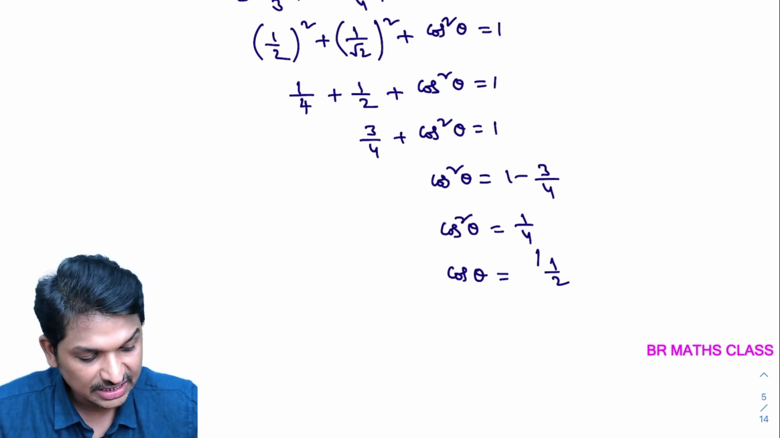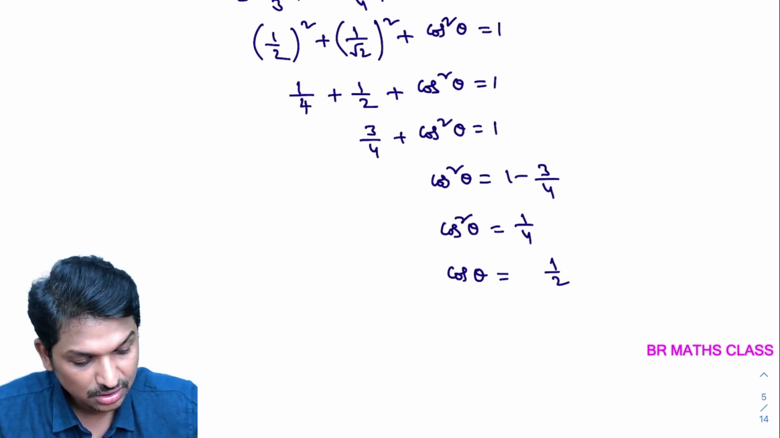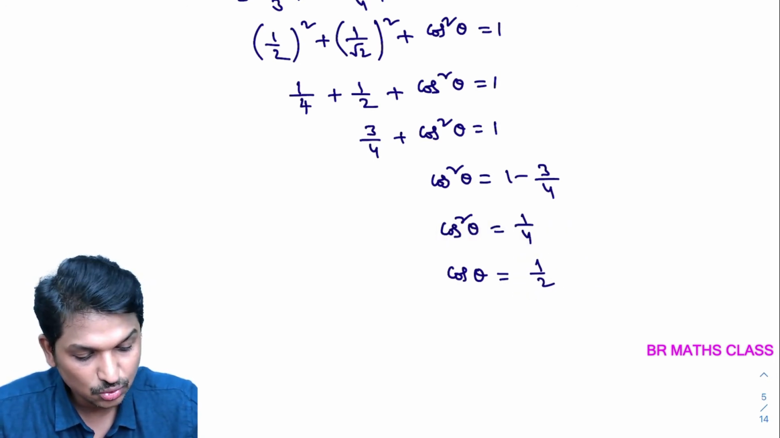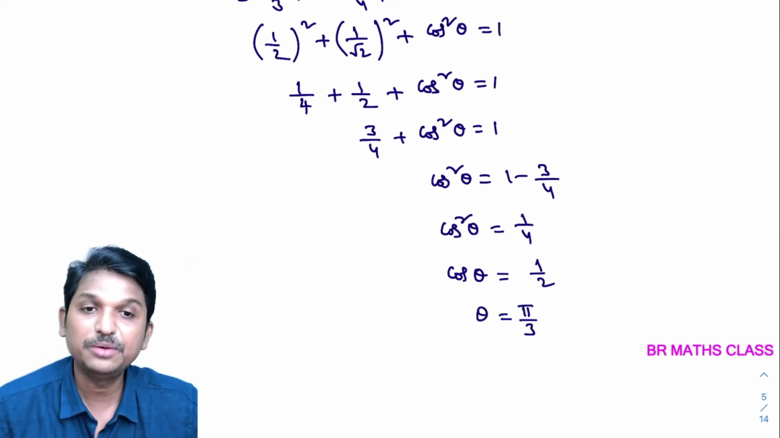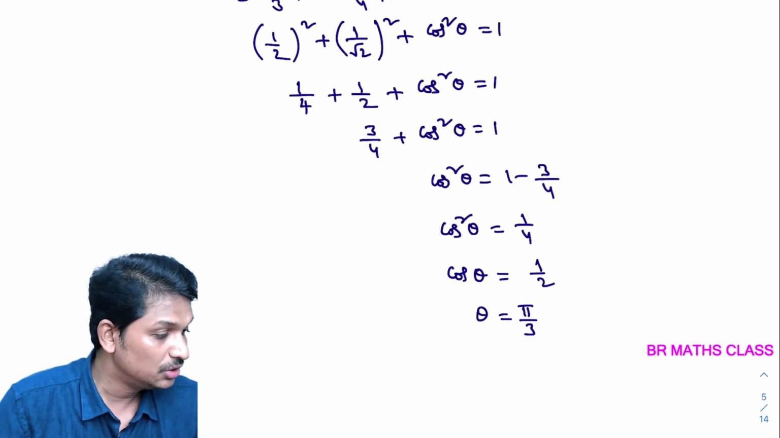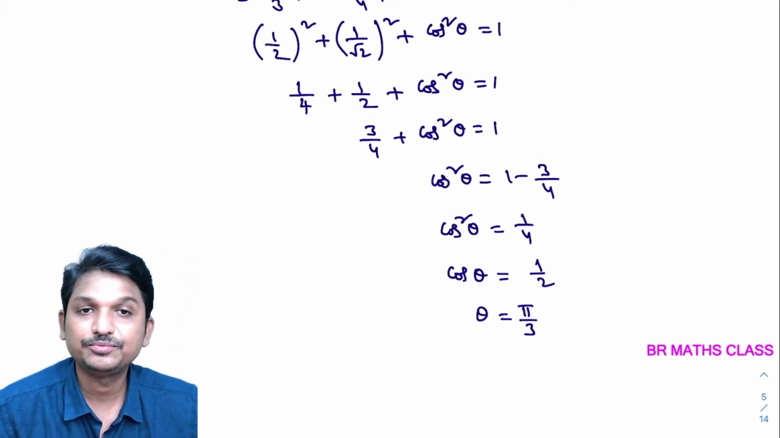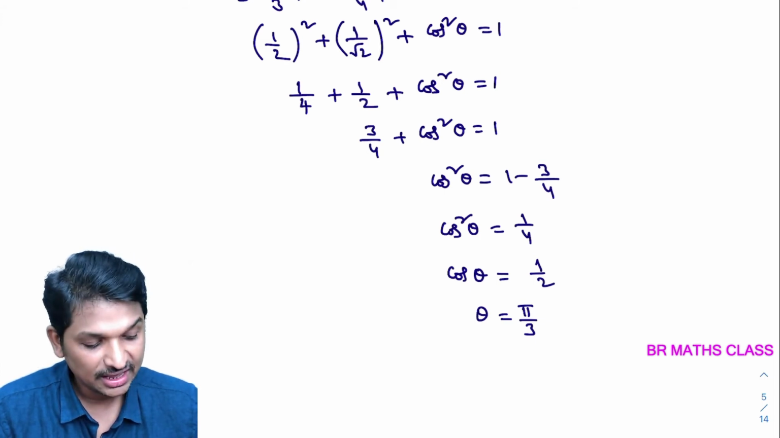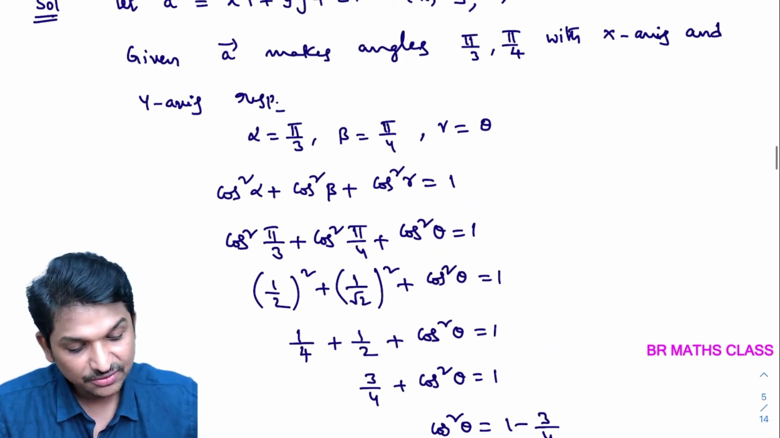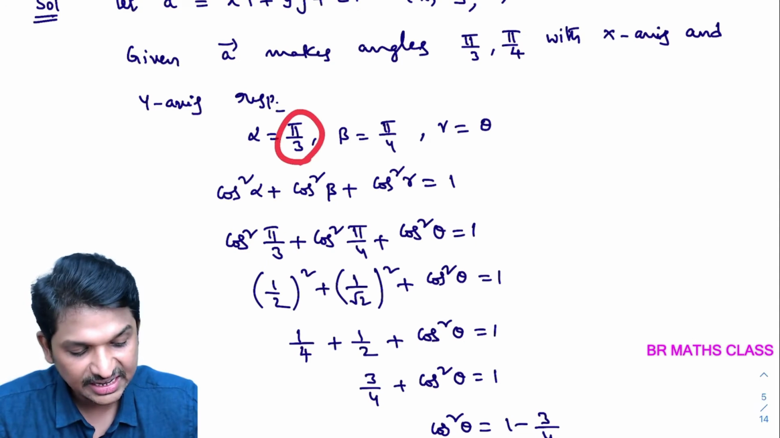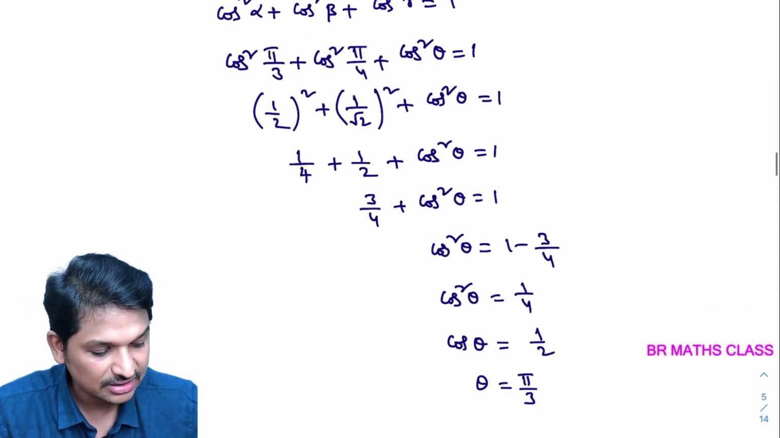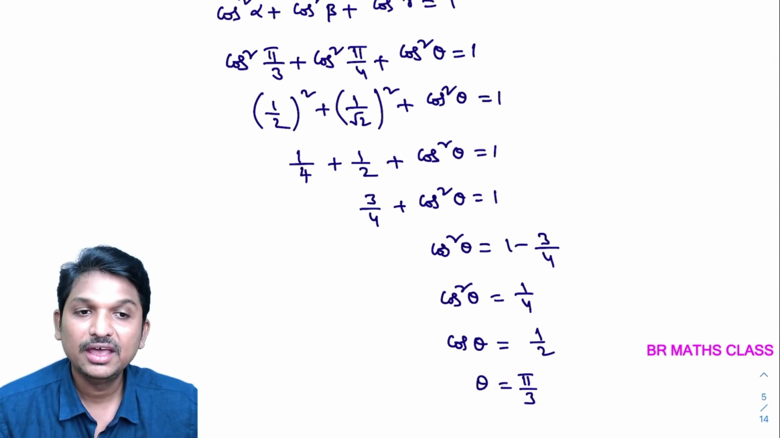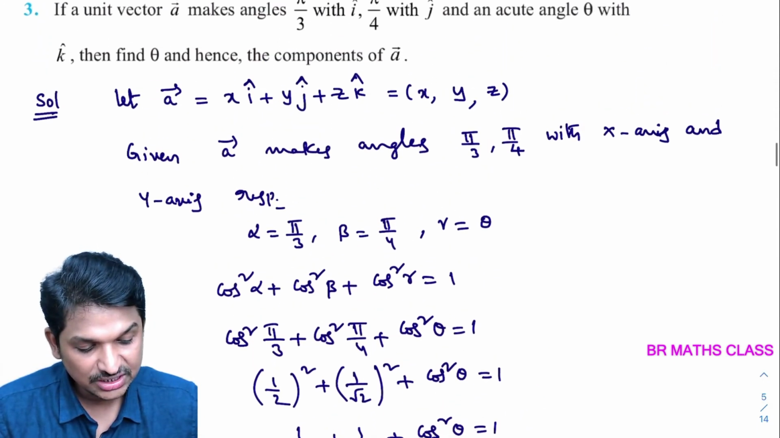So when cos theta equals 1 by 2, what is theta? 60 degrees, which in radian measure is pi by 3. So for this question, theta is pi by 3. Now you see here we have pi by 3, pi by 4 and theta. I got theta as pi by 3. Okay. And what are they asking in this question?